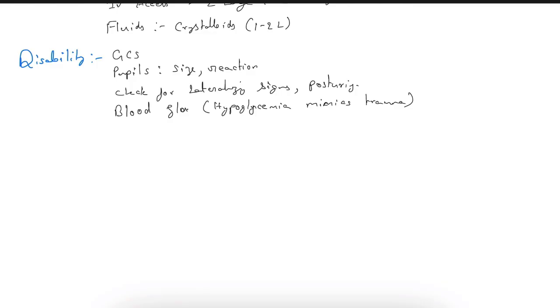Okay, next, E means exposure. Exposure means if the patient has been attacked with any toxic material, we have to cut the clothes and send for toxicology, and we have to check for hidden injuries.